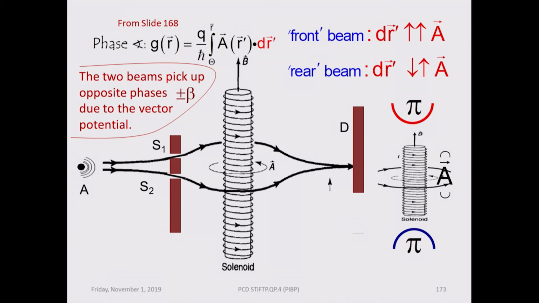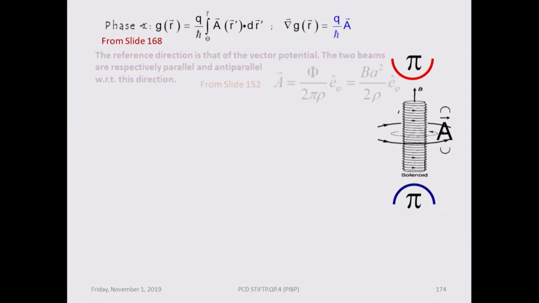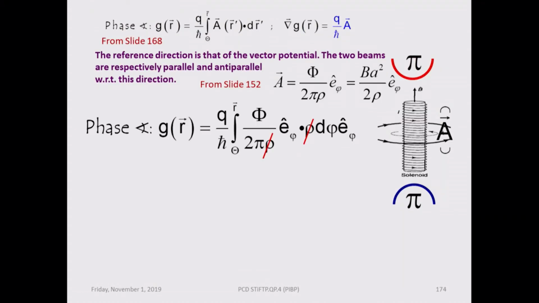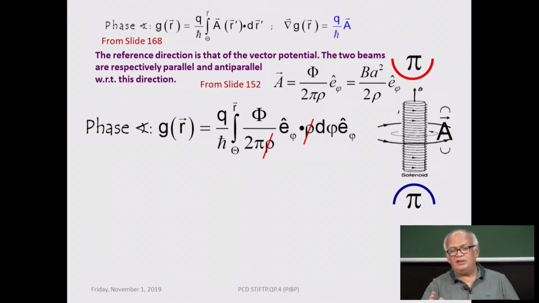It will be equal in every other sense except for this sign. Okay, there is no other difference, and except for the sign it is the same, and you have to determine this integral A dot dr. What is A? A is the flux over 2 pi rho times e phi. Rho is greater than the radius of the solenoid. It is completely outside the solenoid. The curl of the vector potential is 0. The magnetic field is 0. And the vector potential itself is phi over 2 pi rho times e phi. The flux itself is B A squared.